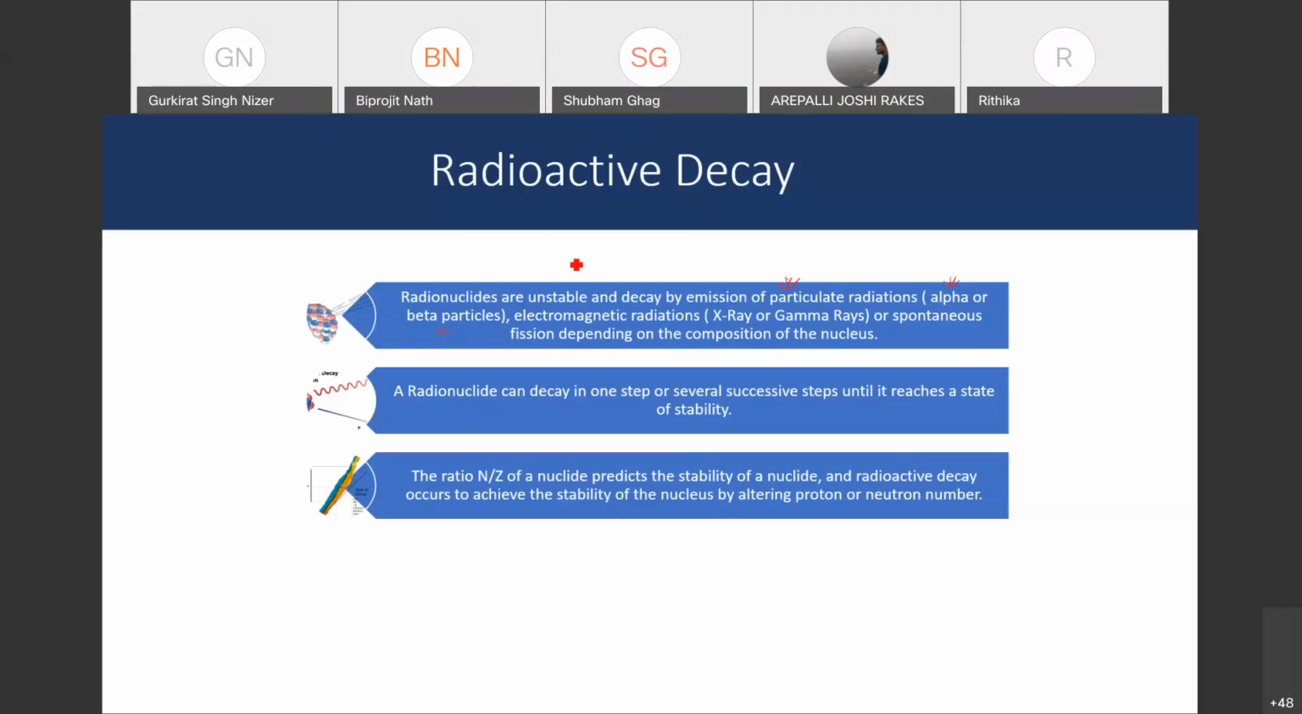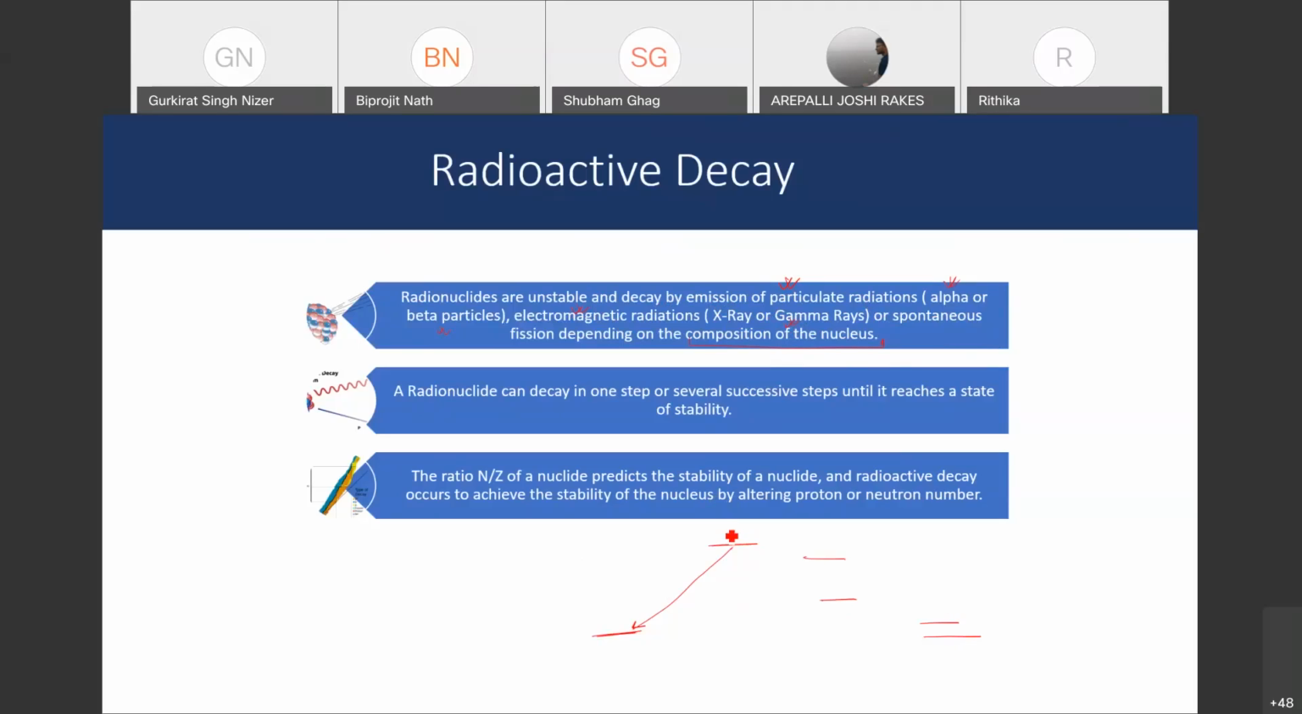And this decay can be of electromagnetic radiation, that is, decay by X-ray or gamma radiations, or by spontaneous fission. Which decay these radionuclides have to go through depends on the composition of the nucleus, and it decides which decay process it has to go through. And one more thing is that this decay from a parent state to a daughter state can be a single process or a multiple-step process to get to a state of stability.